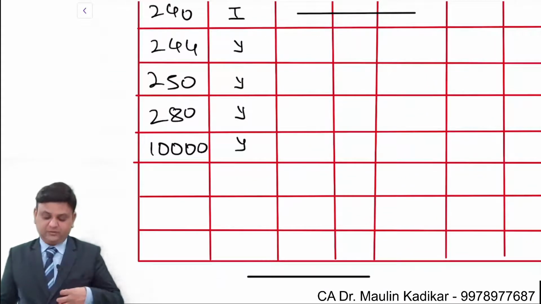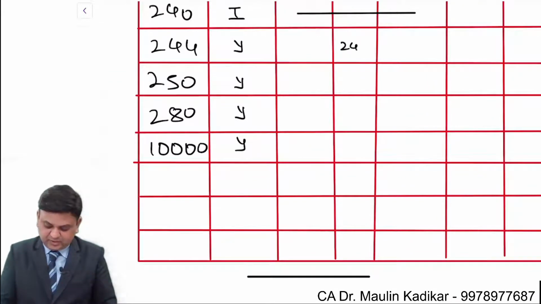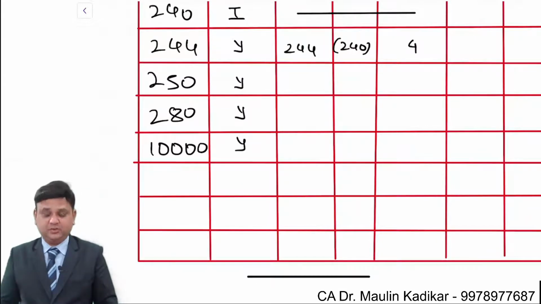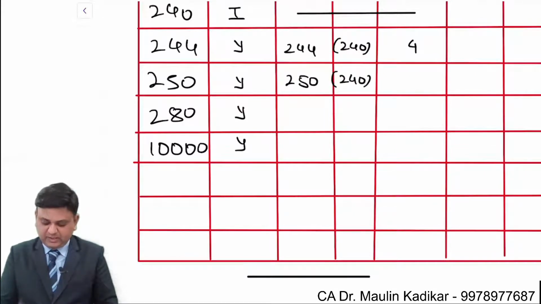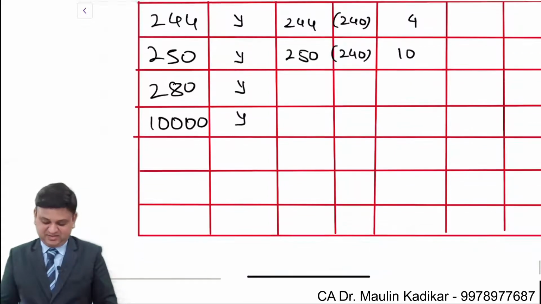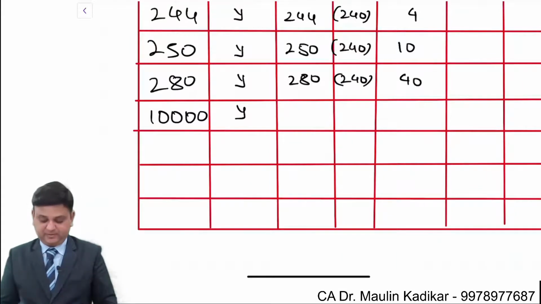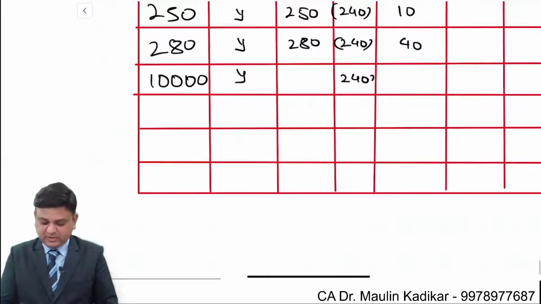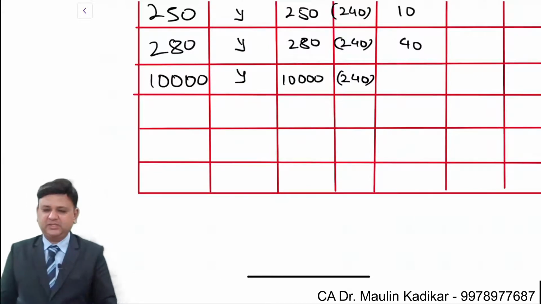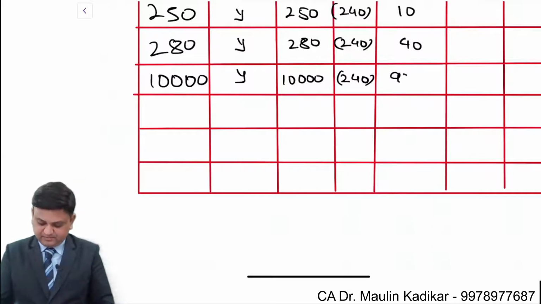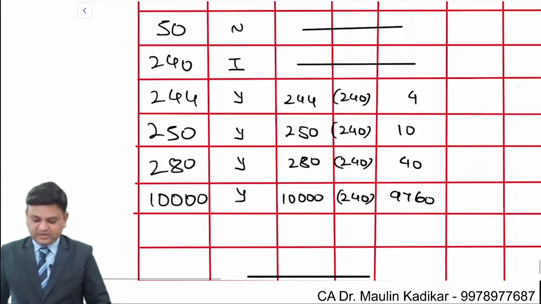In case of 244, what will happen? You will purchase a security at 240. You will sell at 244. So the payoff is 4. You purchase at 240. You sell at 250. So the payoff is 10. You purchase at 240. You sell at 280. So the payoff is 40. You purchase at 240. You sell at 10,000. So the payoff will be 9,760. That is the payoff that you will have.